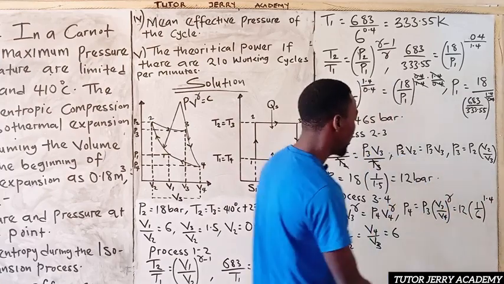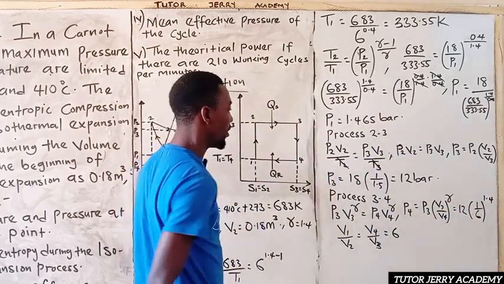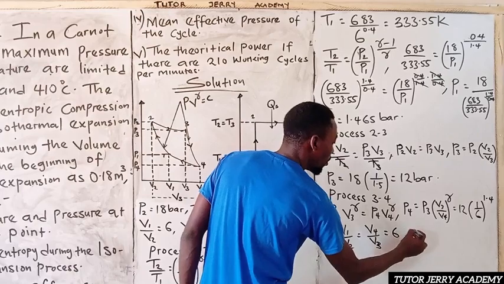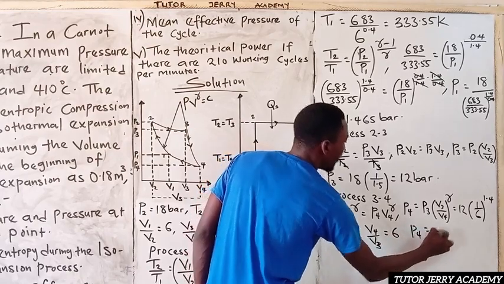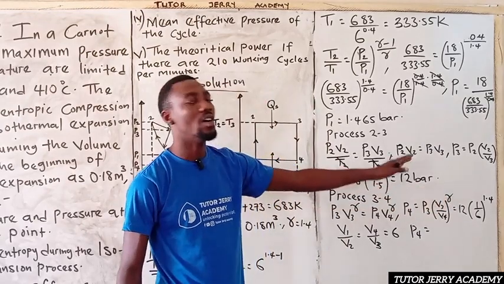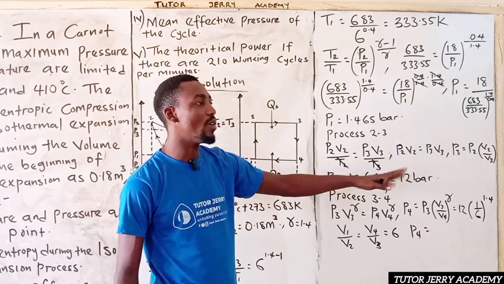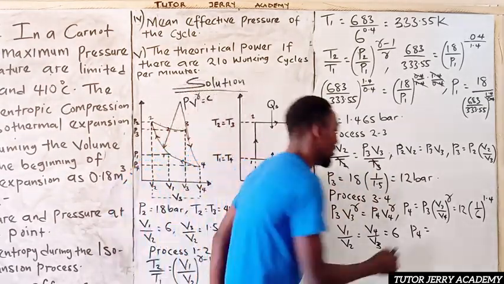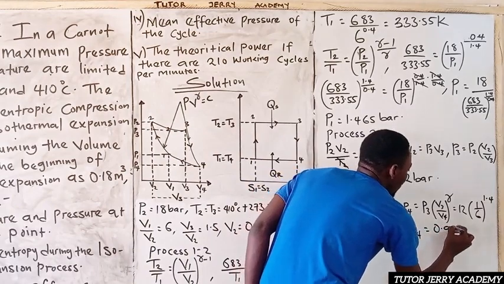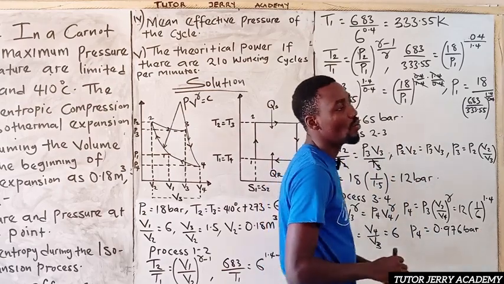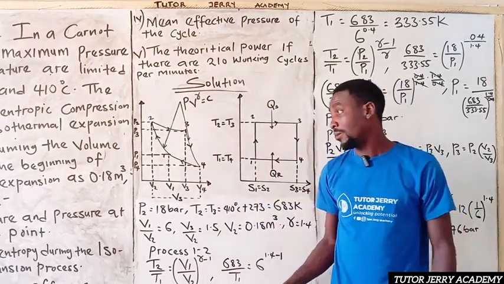1.4. So now if you do this, it means that our P4 will be equal to, if you press 12 into 1 over 6 all to the power of 1.4, I'm going to have 0.976 bar. So we are done with question number 1.